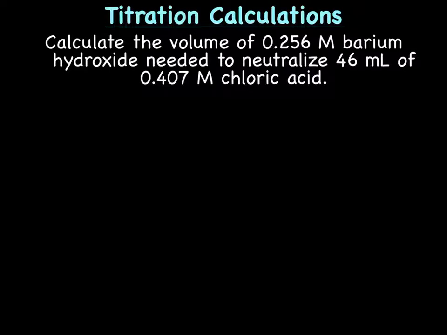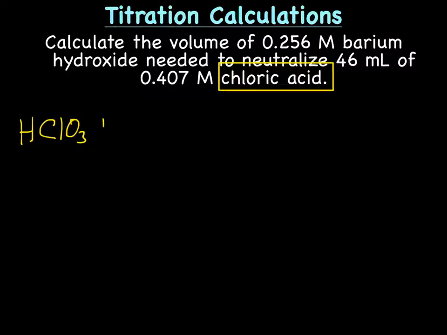Question: calculate the volume of 0.256 molar barium hydroxide needed to neutralize 46 milliliters of 0.407 molar chloric acid. The first thing we need to do is write the neutralization reaction. We'll start with the acid, which is chloric acid. Because it's an acid, we know it's going to start with an H⁺. It's chloric, which means it's chlorate. So chlorate is ClO₃⁻, and those guys are neutral.